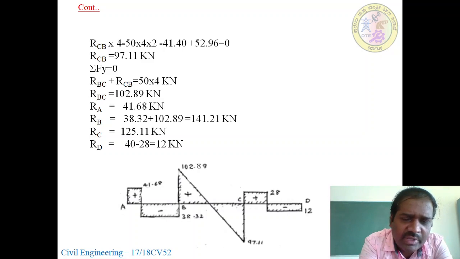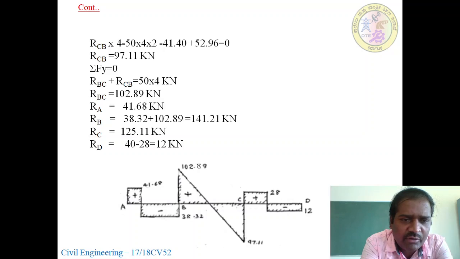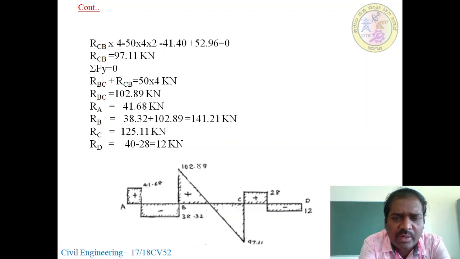See here, from A you consider RA, put the height of RA 41.68, and take a straight line. When you have a point load, it will be a straight line. When you have UDL, that will be a triangular shape. So take the height of 41.68, take the straight line up to where the load is. What is the total load here? Total load is 80. 80 minus 41.68, so the height will be 38.32. See here 38.32 up to B.